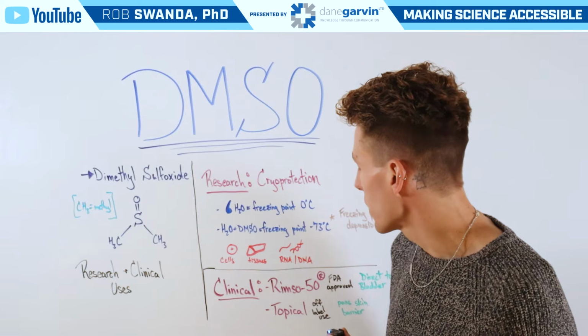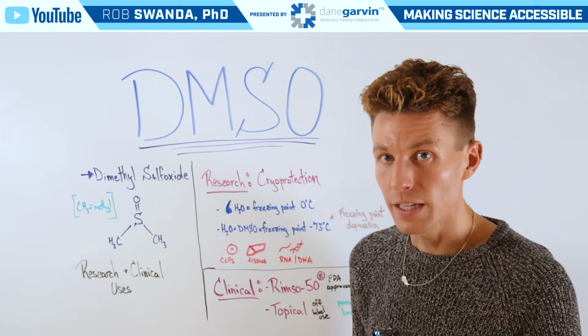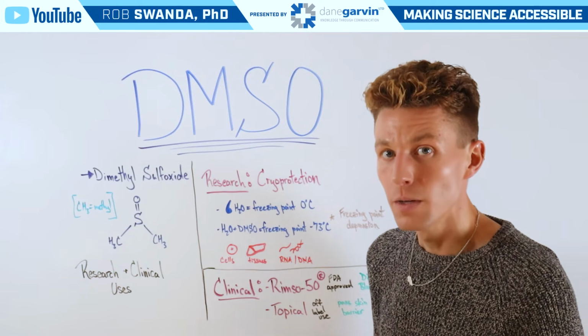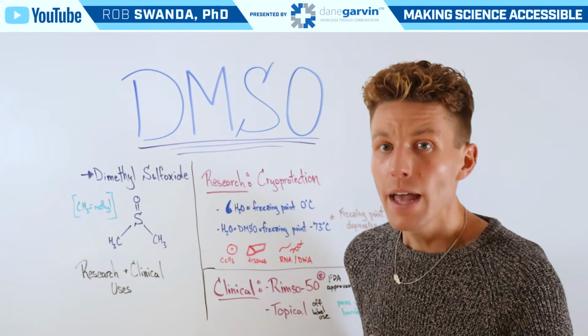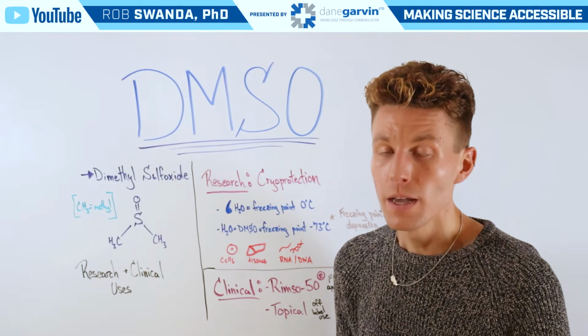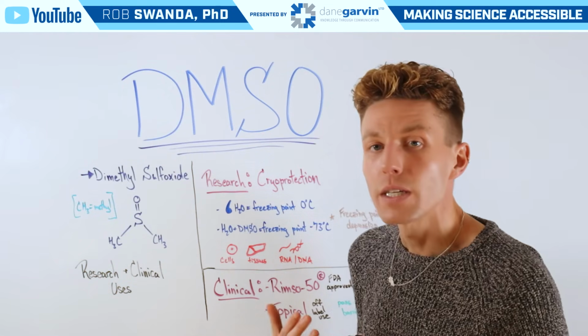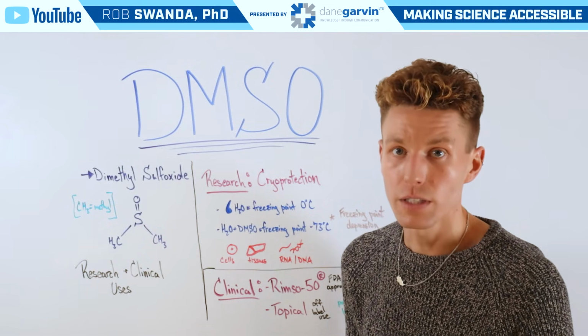In the clinical applications, this is FDA approved for a drug known as RIMSO-50, and that's for individuals who are suffering from bladder pain syndrome. This drug is administered directly to the bladder via a catheter, and it helps to alleviate inflammation and pain for those individuals. It's also used off-label in topical creams, such as creams for arthritis or pain from a shingles infection.